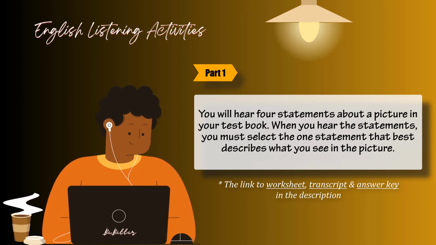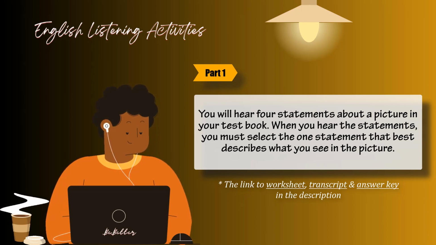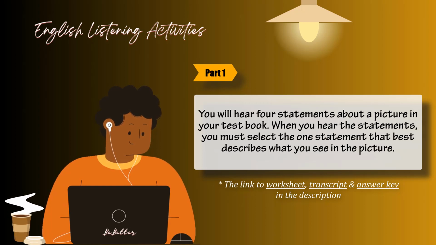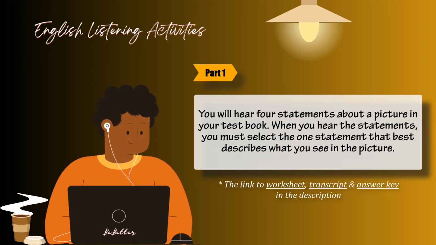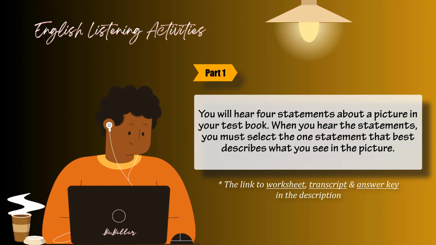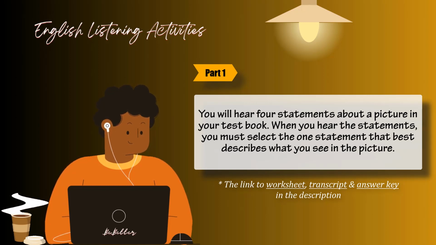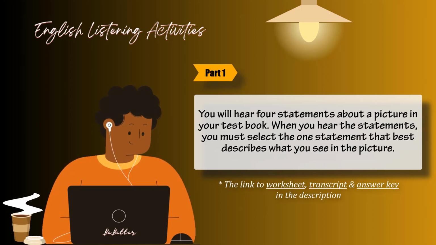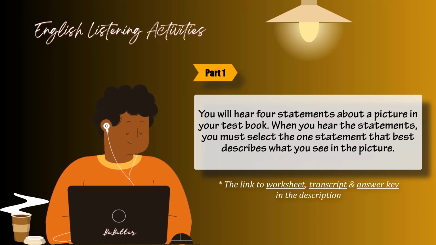Number 8. Look at the picture marked number 8 in your test book. A. The cows are out in the pasture. B. The cows are going through the fence. C. The cows are being locked up in a barn. D. The cows have stuck their heads out of their cages.